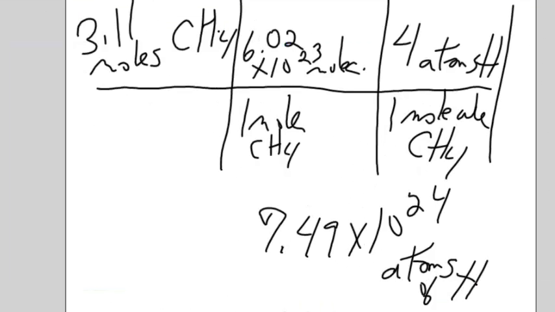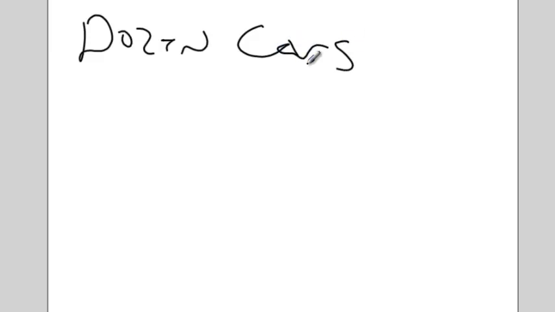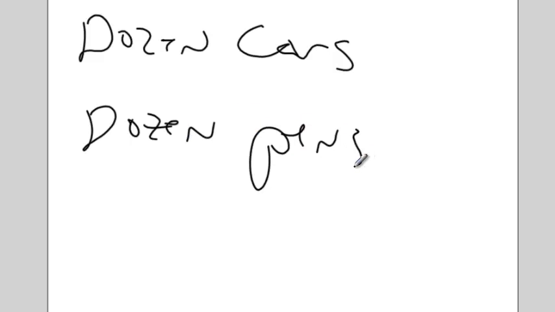Okay? I can make this even more complicated. Now, let's go back to our idea of the dozen. If you have a dozen cars and you have a dozen pens, you have 12 cars, you have 12 pens. It doesn't matter what you have a dozen of, you always have 12. But the mass of those 2 dozens would be different. A dozen cars would certainly weigh more than a dozen pens.